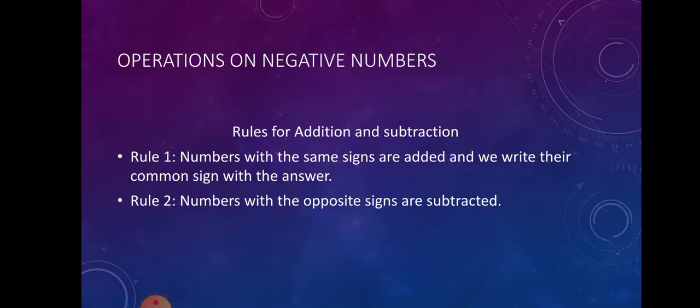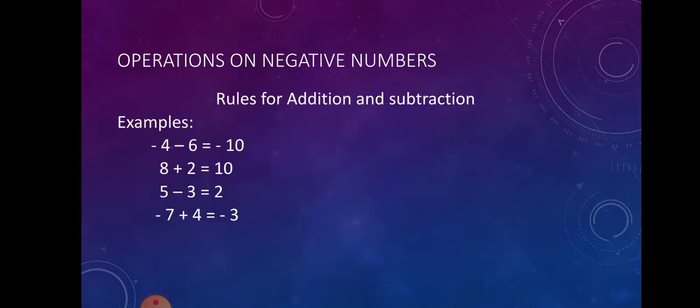Now before we move on to the question, let's have a look at the rules of addition and subtraction on negative numbers. Rule 1 says that numbers with the same signs are added and we write their common sign with the answer. And rule 2 says that numbers with opposite signs are subtracted. Now, let's have a look at these two rules by discussing some examples on this next slide.